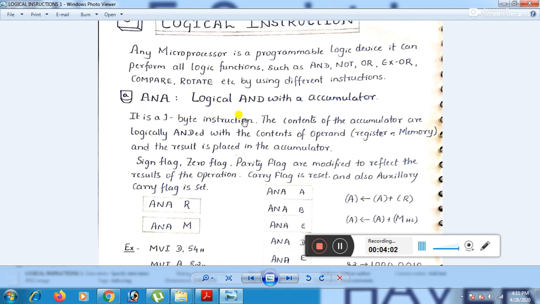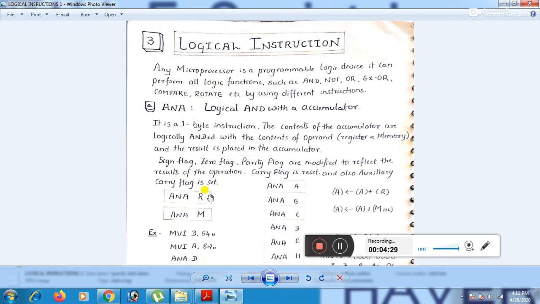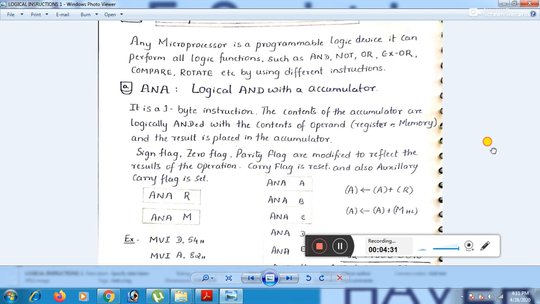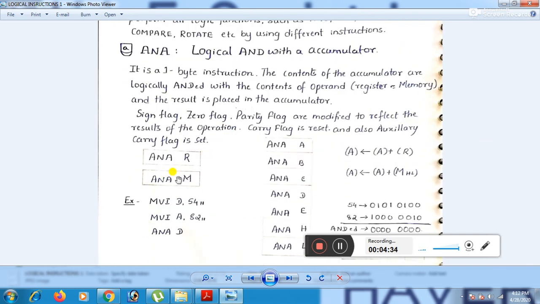It is a 1-byte instruction. The contents of accumulator are logically ANDed with the contents of the operand, that is register or memory, and the result is placed back in accumulator as I have said. Sign flag, zero flag, parity flag are modified to reflect the result of the operation. Carry flag is reset, and auxiliary carry flag is set. So it is ANA R, that is a register, and ANA M, that is memory location.